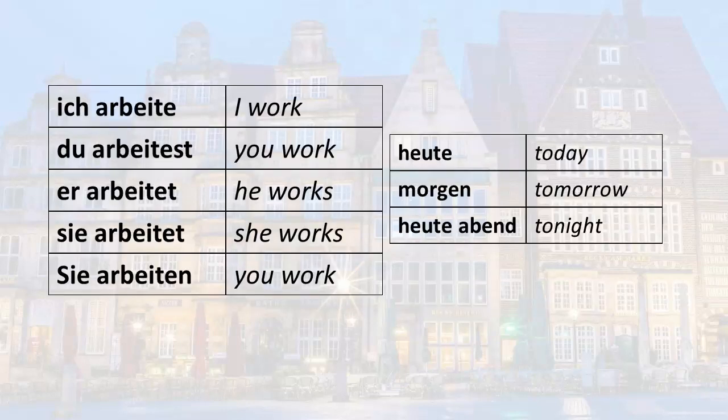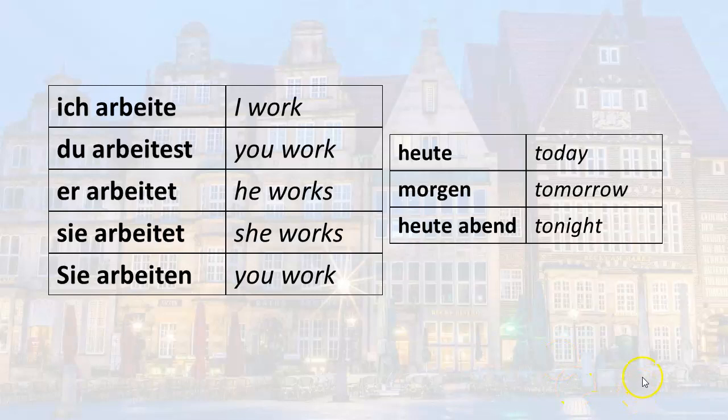Okay, so let's review and apply what you've learned. To say I work, you say ich arbeite. You work. Du arbeitest. He works. Er arbeitet. She works. Sie arbeitet. You work. Sie arbeiten. Today, heute. Tomorrow, morgen. Tonight, heute Abend.